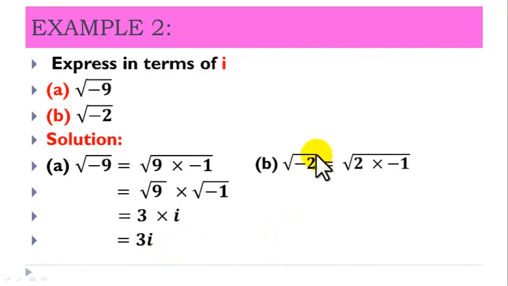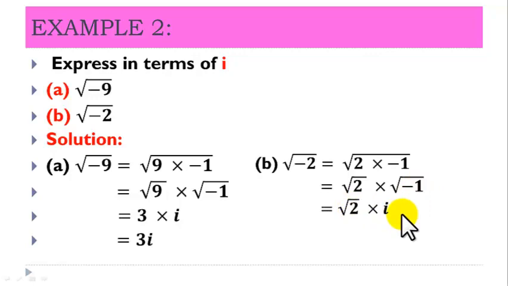B. Square root of minus 2 can also be expressed as square root of 2 times minus 1. This can further be expressed as square root of 2 times square root of minus 1. But square root of minus 1 is i, so this is equal to square root of 2 times i. Square root of 2 times i can be written as i root 2. So therefore, square root of minus 2 is equal to i root 2.